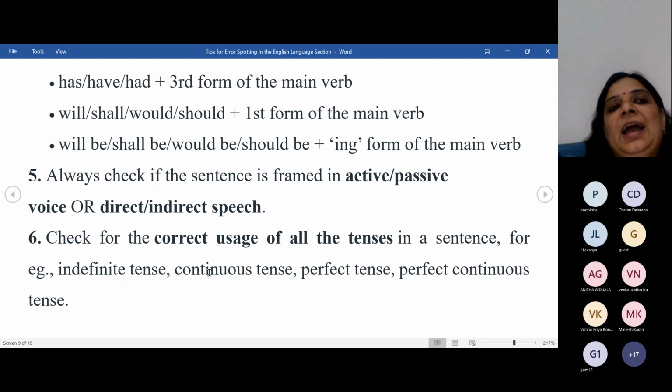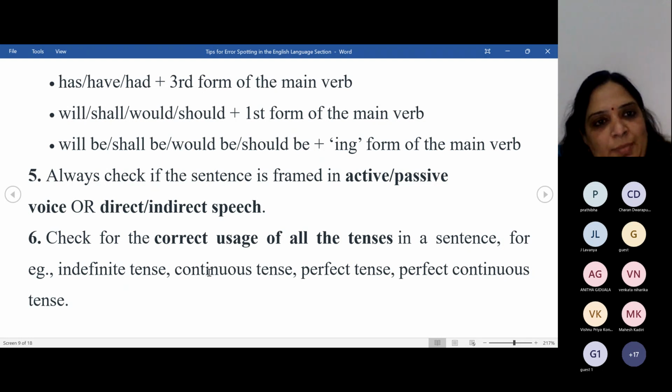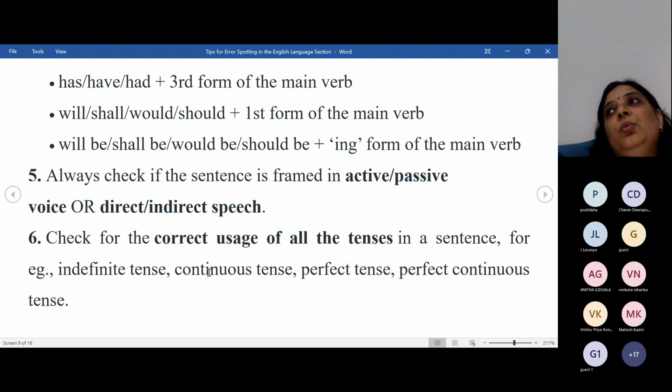I never say "I will gone to buy my clothes" or "I will went to buy my clothes." That's wrong English, right? So whenever you're using the future tense shall, will, would, should, it should always be followed by the first form, the normal present form of the verb. And when it is will be, shall be, would be, should be, it will always be followed by ing.